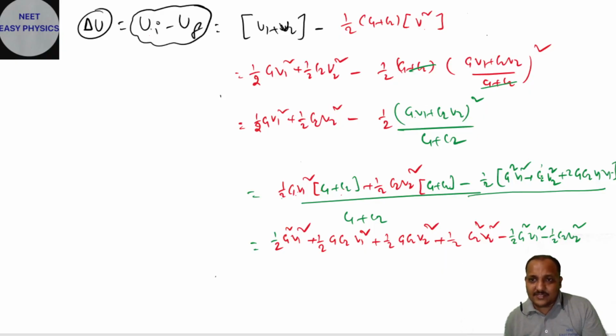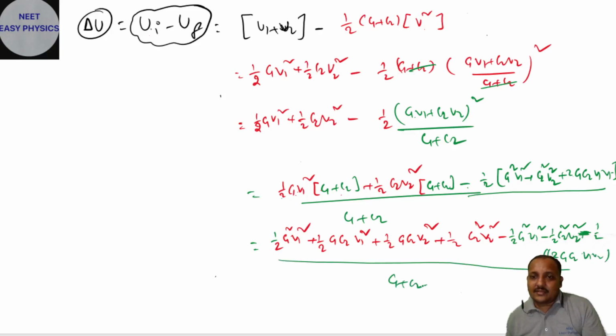Isn't it? This is A square plus B square. This is C2 square V2 square. So half, if it is cancelled, what will be remaining? Otherwise you can write it half. So minus all these things minus only, half into 2 C1 C2 V1 V2 divided by (C1 + C2). Now if you cancel all these terms of C1 square V1 square, C2 square V2 square, and if you have taken common, you will get like this.